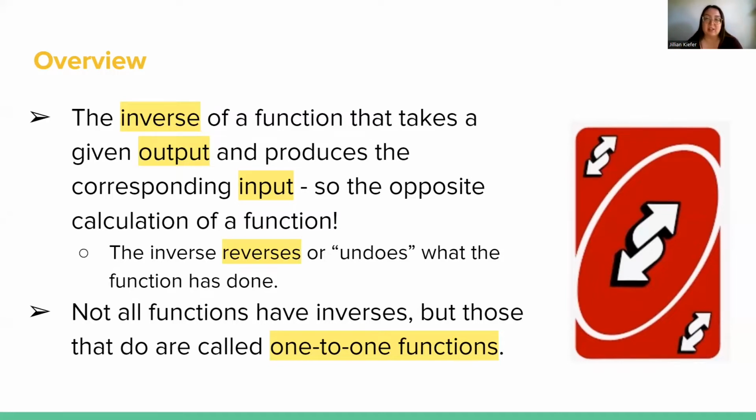It undoes everything that the function originally set out to do. So if the original function multiplies by 3, the inverse divides by 3. If the original function subtracts 2, the inverse function adds 2. Things like that. That's what you're going to see typically within inverse functions. Not all functions actually have inverses, but the ones that do we call one-to-one functions.